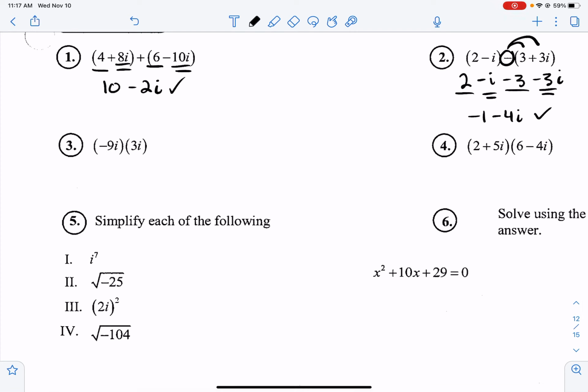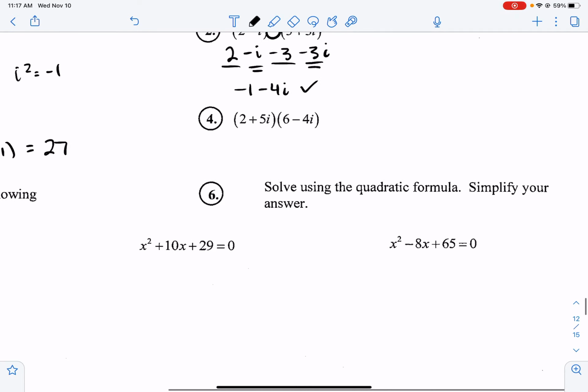Number 3 wants me to multiply. So just like we did earlier, we do the negative 9 and the 3. That gives me negative 27. And i times i gives me i squared. Normally with a variable, we would be done. But we know that i squared actually equals negative 1. So this becomes negative 27 times negative 1. So really, it just changes that negative 27 to a positive 27, which is kind of a nice shortcut, right? Anywhere you see an i squared, it changes the sign.